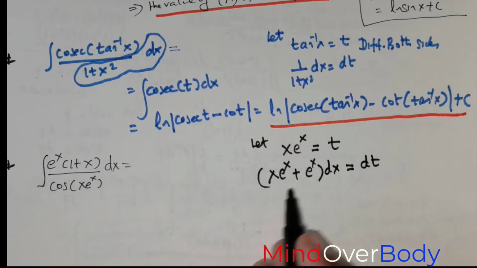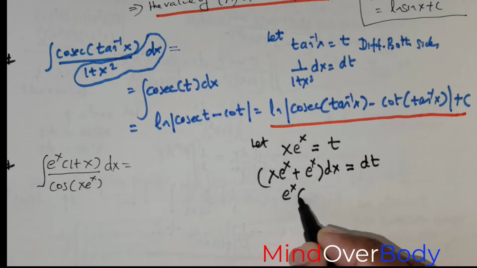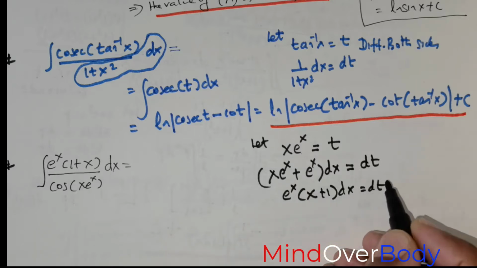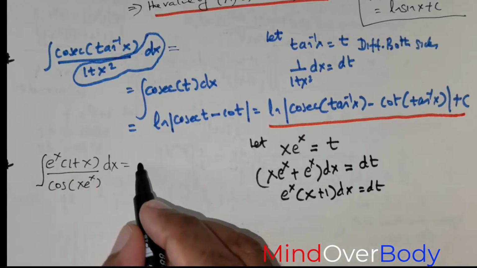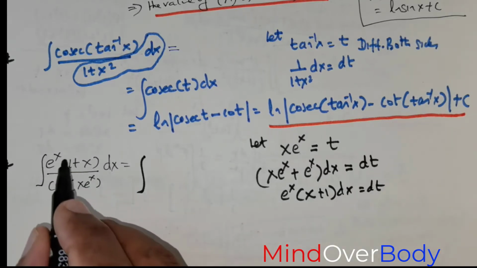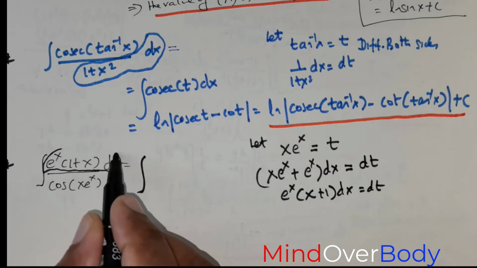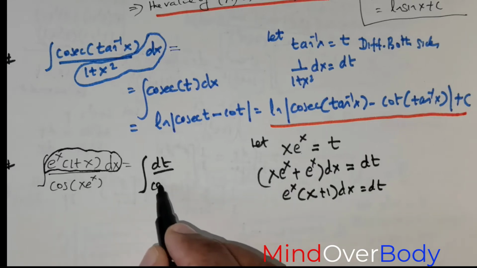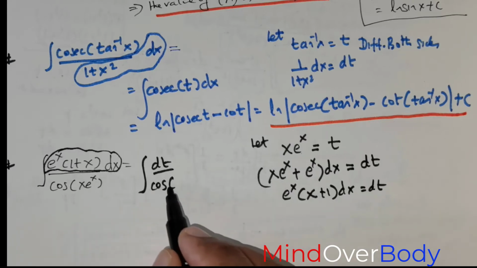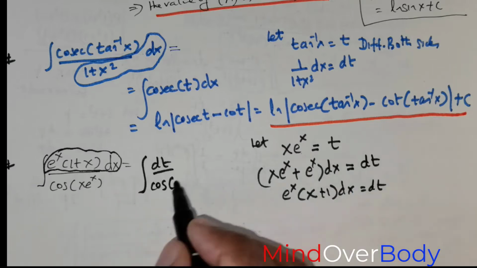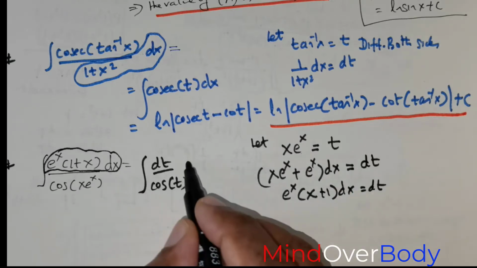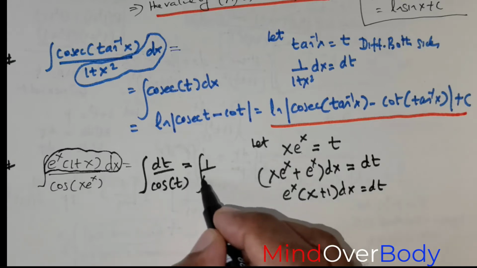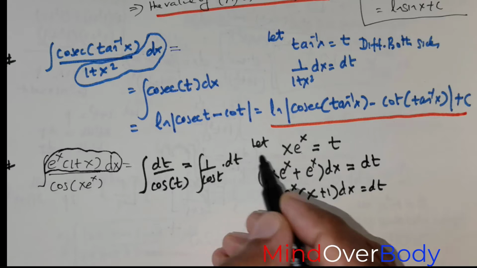So clearly you can see that we can take e raised to the power of x out, and we would get x plus 1 times dx is equal to dt. This is exactly what we have got here. So I'm going to substitute that. In place of the numerator I'm going to substitute dt. In place of the denominator, cos of x e raised to the power of x is going to be t. So this is nothing but integral 1 over cos t, right? So it's going to be 1 over cos t times dt.